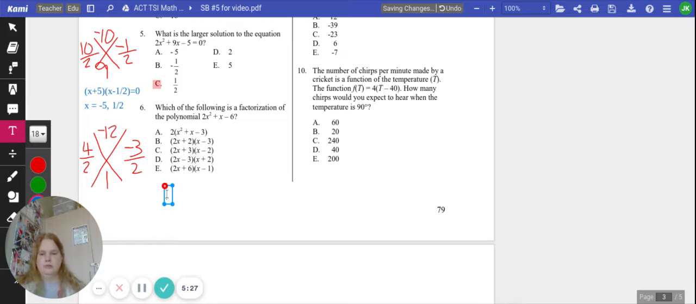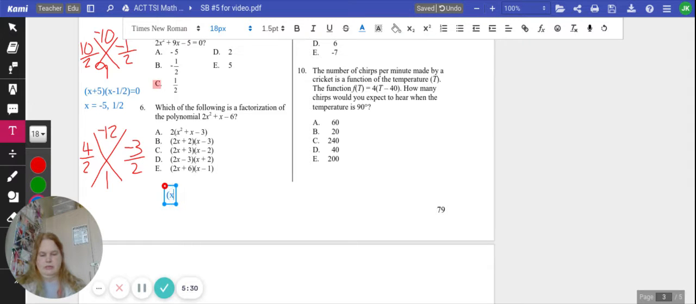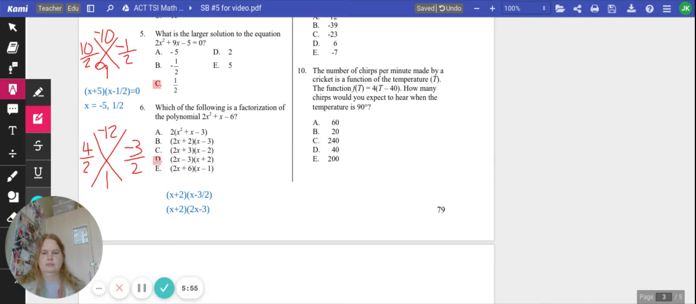So 4 divided by 2 is 2, so I get X plus 2. And then the other one, X minus 3 over 2. But remember, we don't ever leave it as a fraction. We do that slide and divide, so that 2 is going to move in front of the X. So I get X plus 2 and 2X minus 3. Now, who does he match? That would be D.